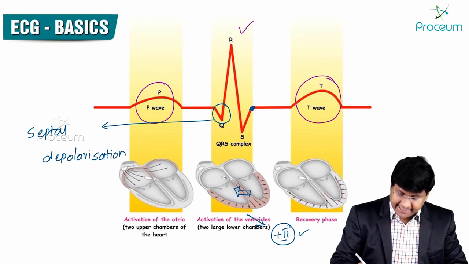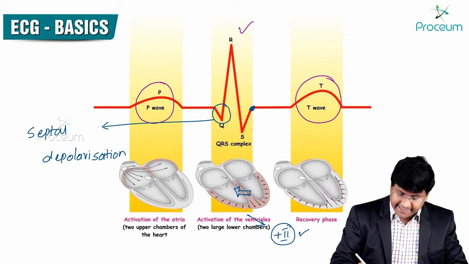Augmented leads and chest leads, these are unipolar leads. So that is how the question can be asked. Now, what do you understand by the word bipolar leads and what do you understand by the word unipolar leads? Let me explain. First, let me take up the limb leads.